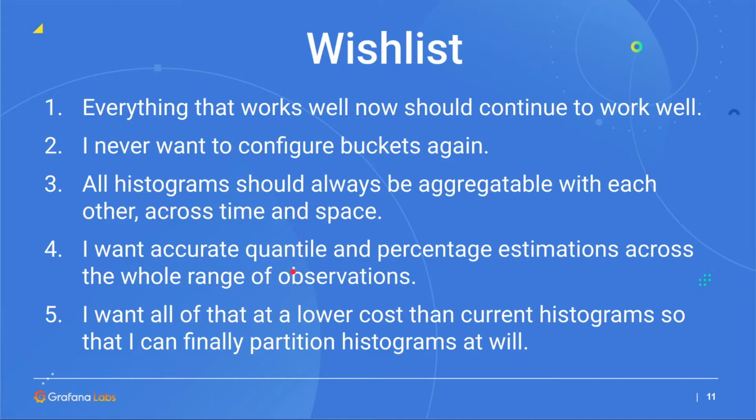And of course, I want accurate quantile and percentage estimations across the whole range of observations. I don't want to have this area where, oh no, sorry, you didn't put buckets there, so you can't have good values here. But of course, fifth, I want all of that at a lower cost than current histograms, so that I can finally partition histograms at will. So, as said, greedy small kid, we want everything. Let's see how far we can get here.